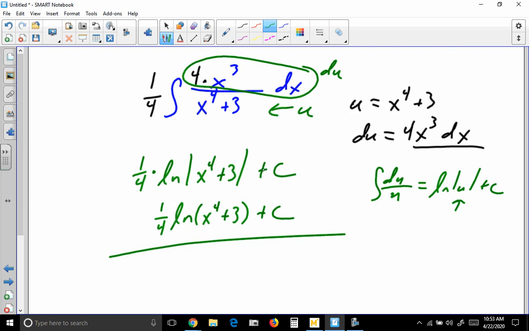If you happen to put the absolute value in and WebAssign says, oh no, that's not right, well, look to see if what's inside is always positive. If it is, drop the absolute value and see if it gives you credit for it. If it doesn't, then there might be another mistake that you've made.